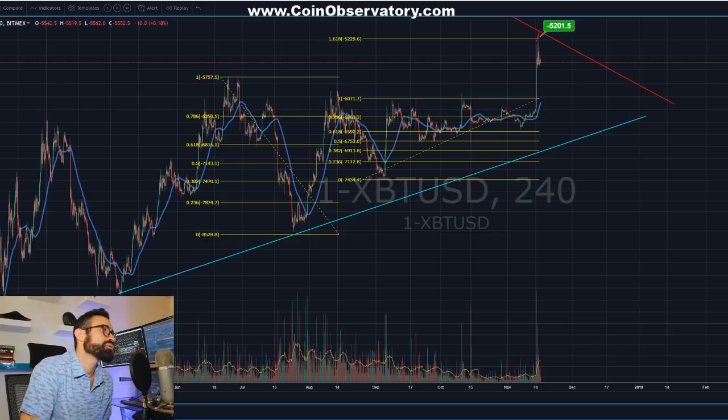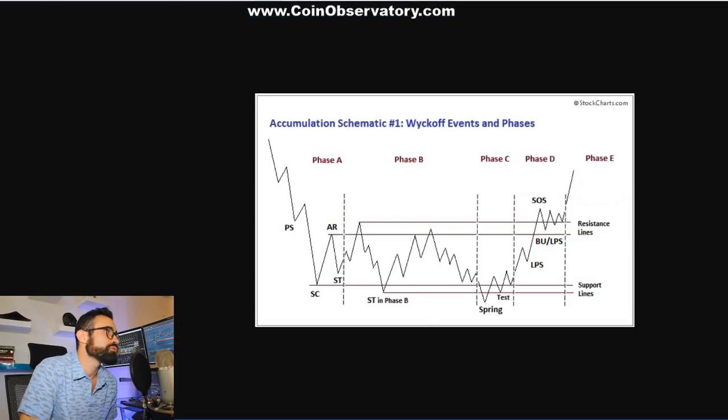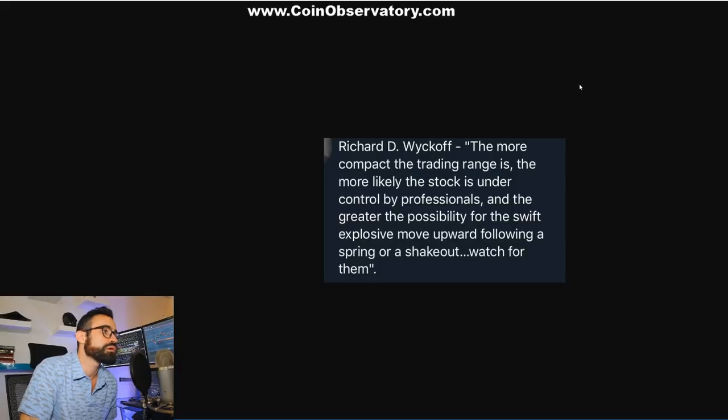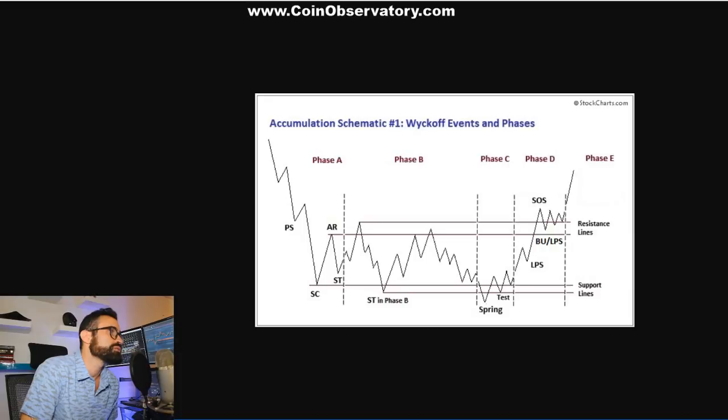And according to Wyckoffian thinking, it's Richard Wyckoff, right? Go ahead and share this quote by Wyckoff himself. The more compact the trading range is, the more likely a stock is under control by professionals, and the greater the possibility of a swift, explosive move upwards following a spring or a shakeout. Watch for them. If you're going to look at Wyckoff's spring formation, a spring is going to be that lowest low, breaking previous lows before an upwards rally.